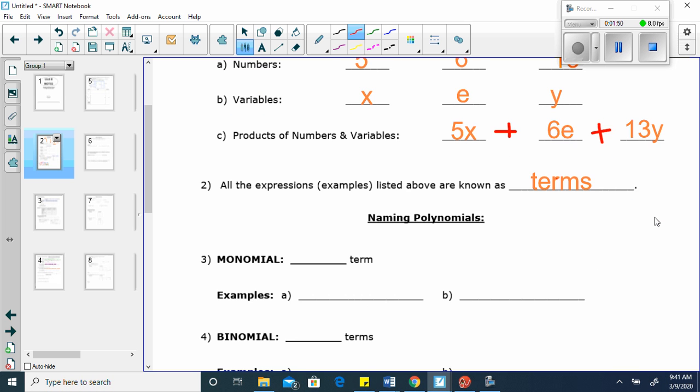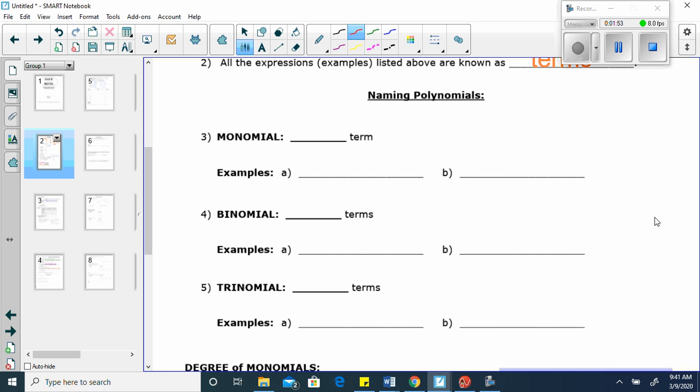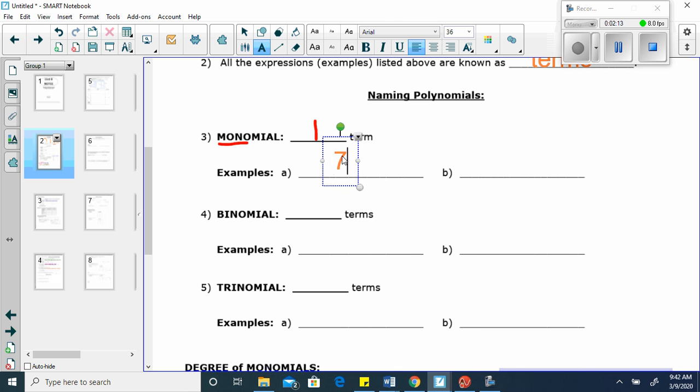So when it comes to naming polynomials, we have monomials, binomials, and trinomials. What does mono mean? 1. So a monomial is a polynomial with just one term. Some examples of this are 7x and negative 2mn. Even though that has 2 variables, it's just one term because they're all together. They're not separated by anything. Questions on that?